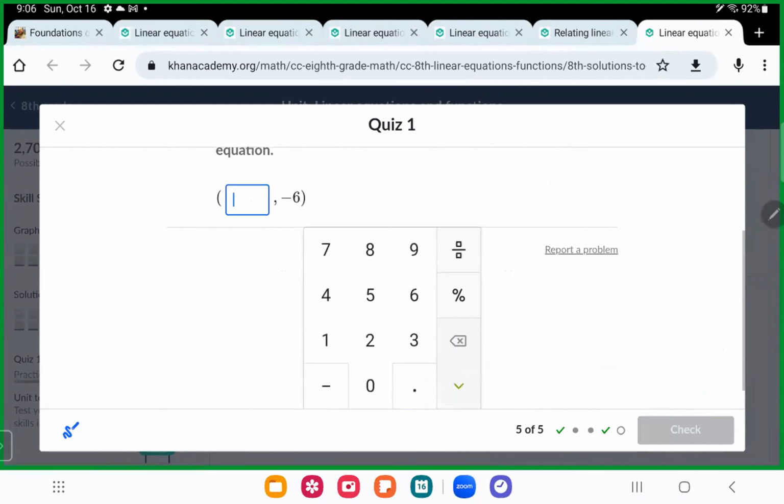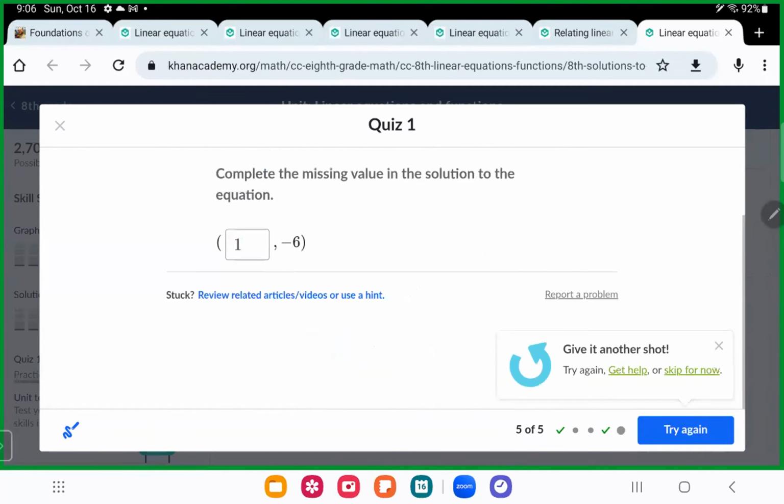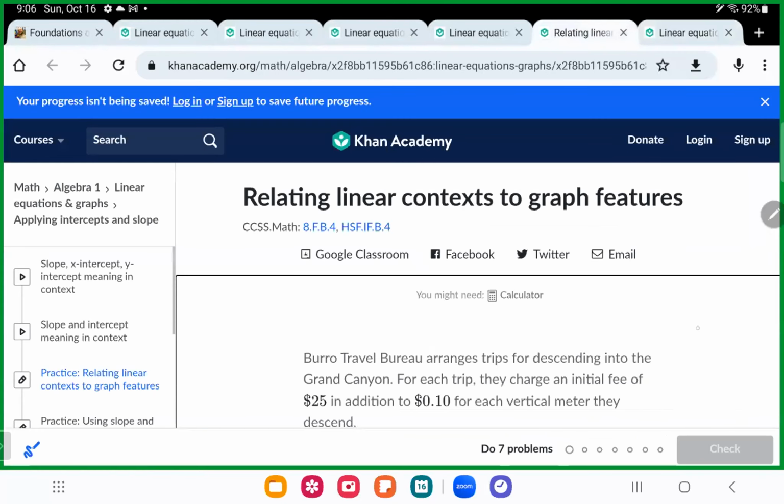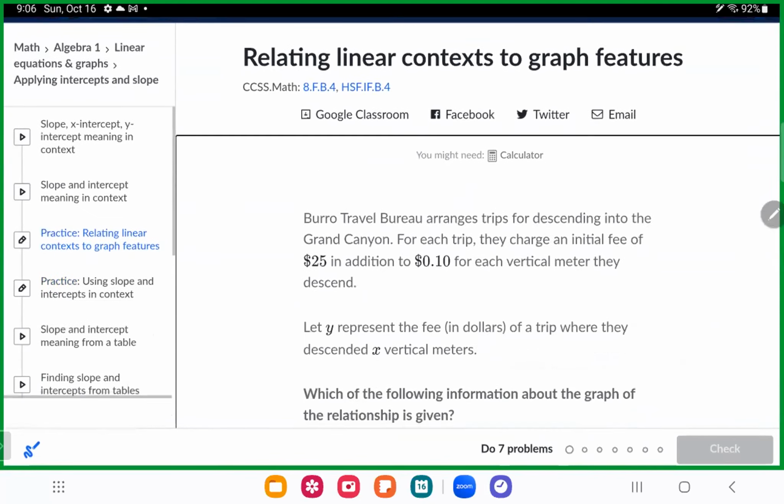Complete the missing value. You can do that, you don't need me for that. Oh, guess what, you guys? You're going to do so great on that quiz. I'm not even worried about it. All right, moving on to relating linear context to graph features.